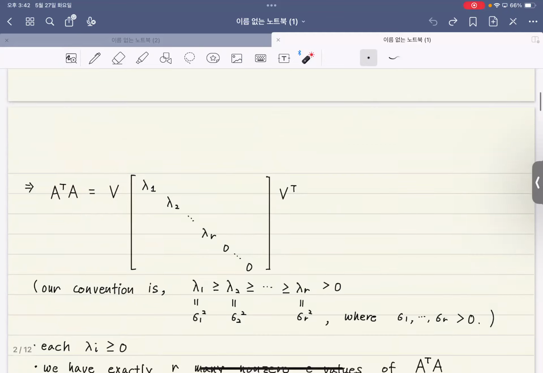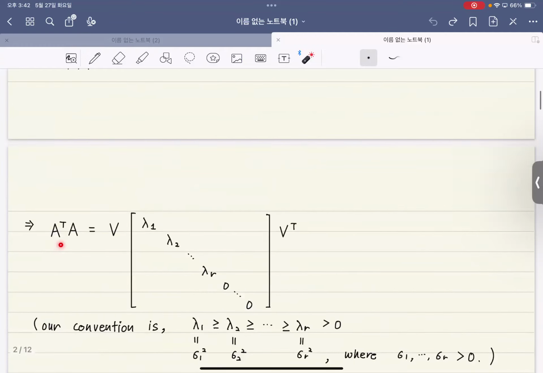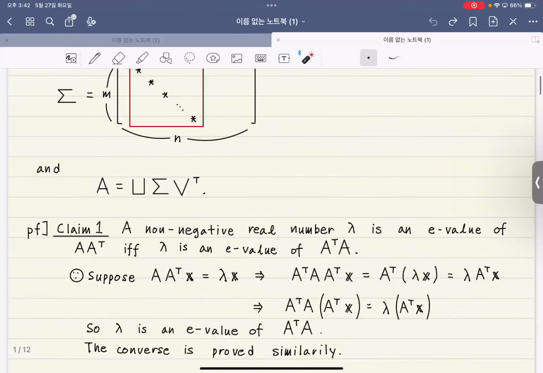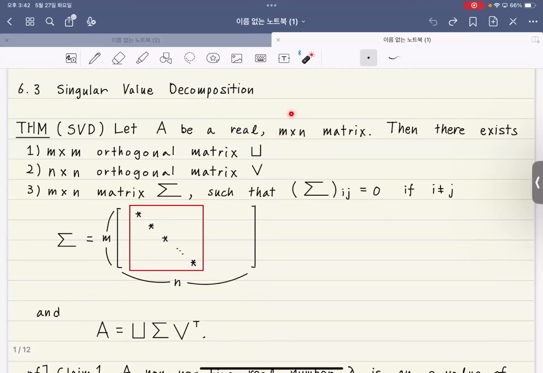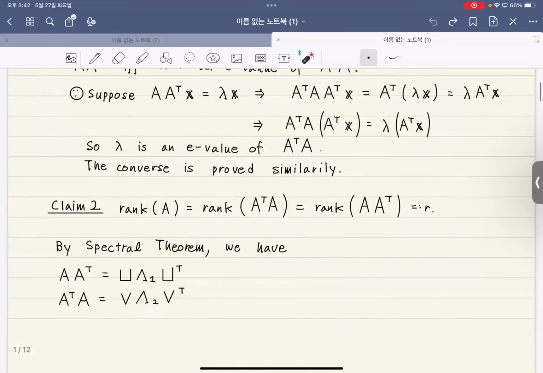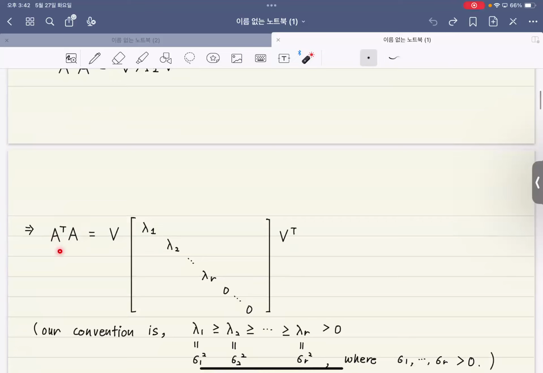Hold on a second. I really want to mention the dimension of these matrices. Since we were assuming that A is an n by n matrix, A transpose A is also n by n. So V is an n by n matrix, this is n by n, and this is another n by n matrix. And clearly this middle matrix is a diagonal matrix whose diagonal entries are simply the eigenvalues of A transpose A.